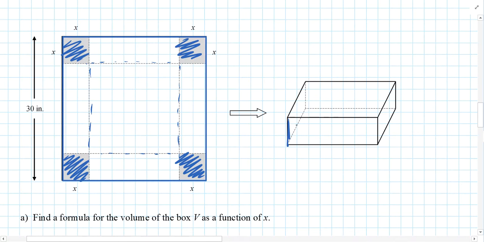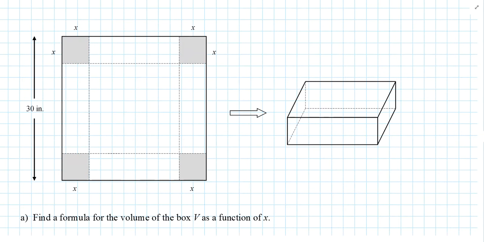Now the question is going to be, what's the best size of the cutout supposed to be? How large is x going to be? How much should we cut out from each corner to hold the most amount of stuff, the largest volume in this box on the right-hand side?